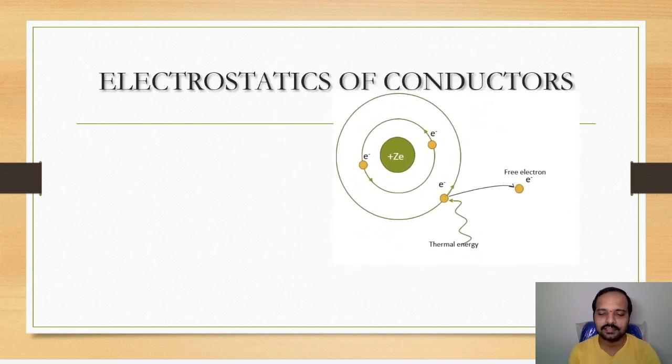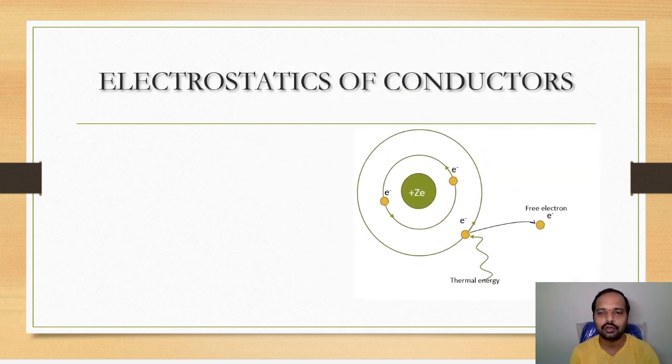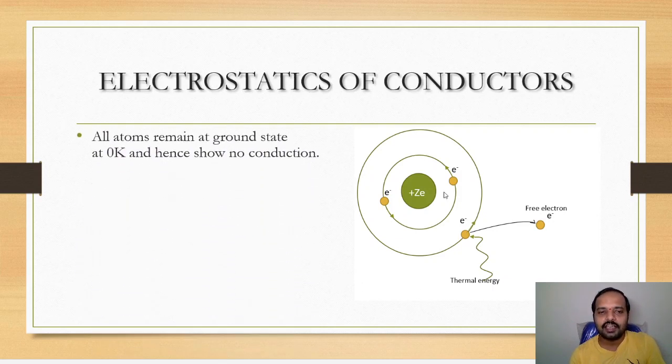To understand this, let us first understand the structure of an atom and how the free electrons are generated from the atom of a conductor. So usually the free electrons are the electrons in the valence band of the surface atoms of the conductors. So in this case we have considered an atom.